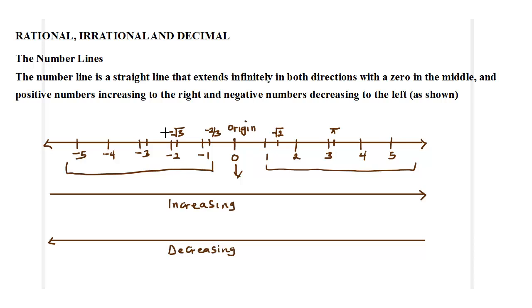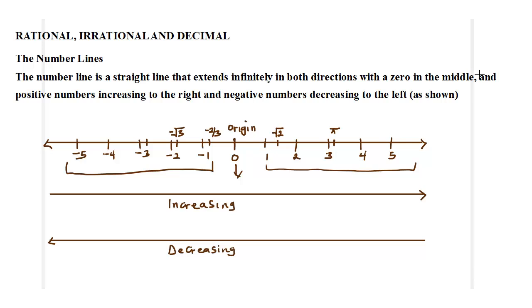So in this video, we want to look at rational, irrational, and decimal. But before we talk about that, we need to understand the concept of the number line. The number line is a straight line that extends infinitely in both directions. When we say infinitely, the significance of this arrow shows that they extend in both directions infinitely.